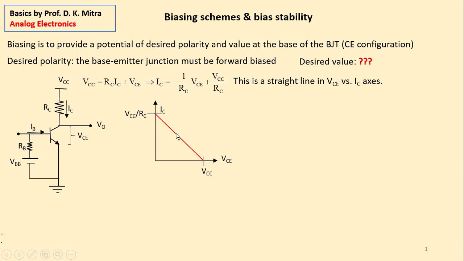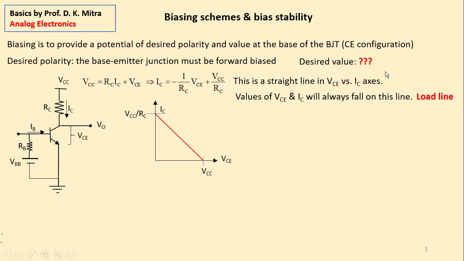Shows that as IC increases, VCE decreases, and as VCE increases, IC decreases. This is the basic thing. The values of VCE and IC will always fall on this line. You cannot get out of this line. This is a straight ohmic relation. Next, we shall see.